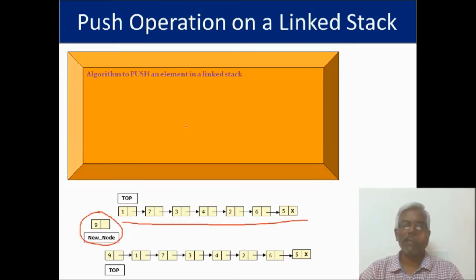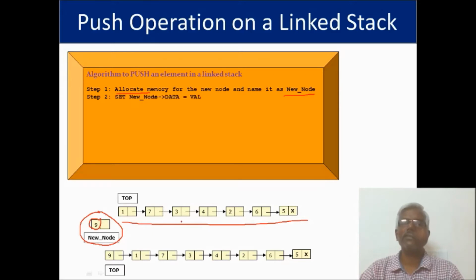So initially what we have to do? Initially we have to create a new node. For that we have to allocate the memory for the new node. So allocate a memory and name it as new node. This is the first step. What is the next step? After allocating the memory we have to store the data. Once the new node is created, how can we store the data in the data part? New node of data is equal to the value. So set new node of data is equal to value.